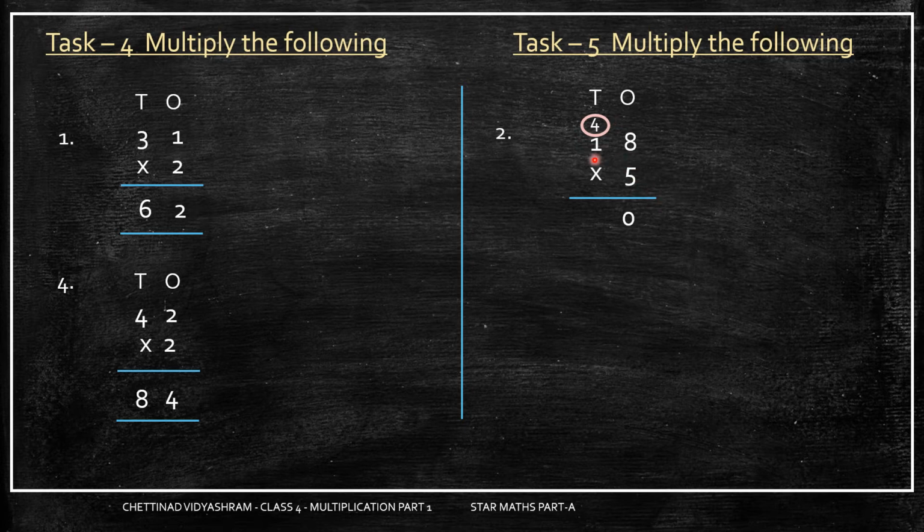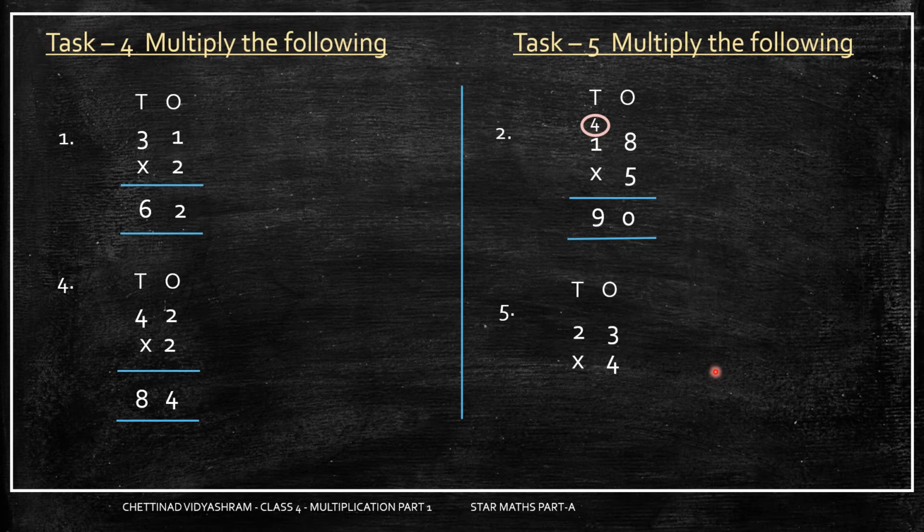Moving on to the number in tens place, which is 1. 5 ones are 5. Plus 4 is 9. 90. So after multiplying it, add it with the carryover number and write it exactly below the number in tens place. Understood children? One more sum, fifth sum.